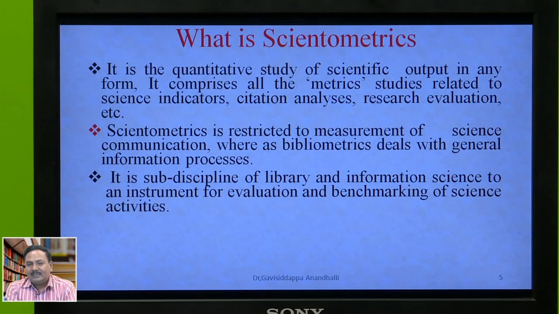Scientometrics measures the indicators of growth and development of the literature in a given field. It is a quantitative study of scientific output in any form, whether research articles, books, conference volumes, or anything else. It comprises all the metric studies related to science indicators, citation analysis, research evaluation, etc. Scientometrics is restricted to the measurement of science communication, whereas bibliometrics deals with the general information process. It is a sub-discipline of library and information science, an instrument for evaluation and benchmarking of science activities.